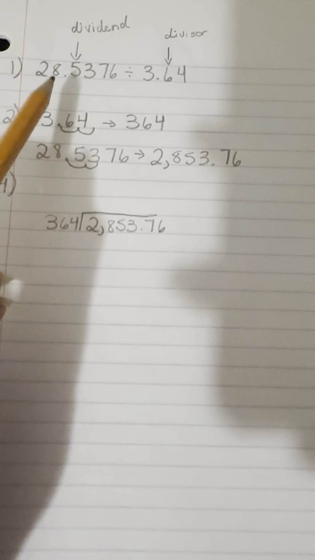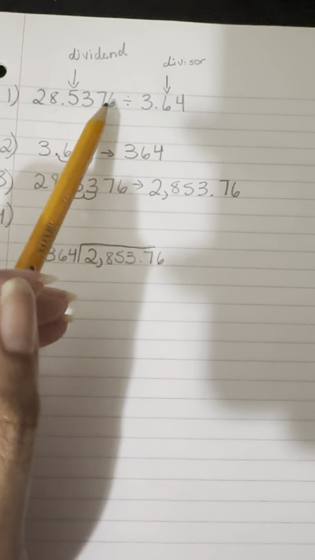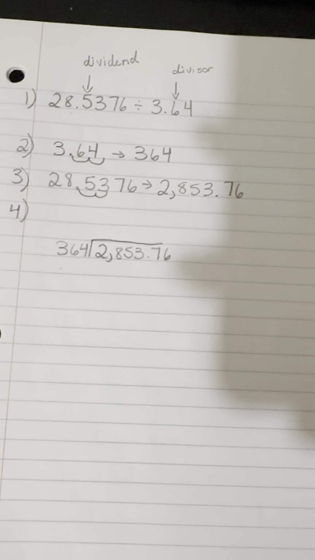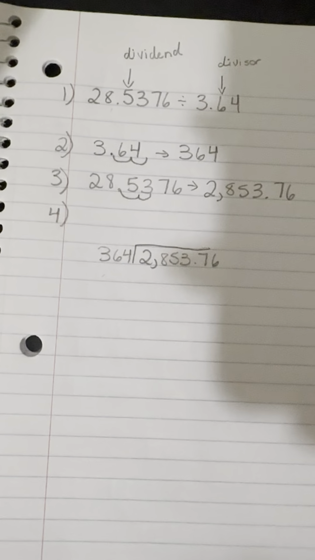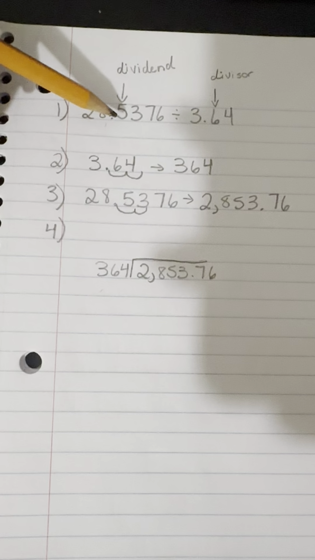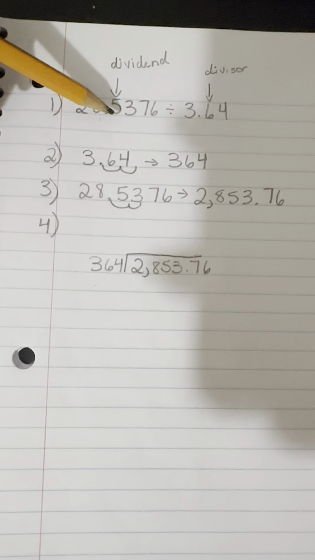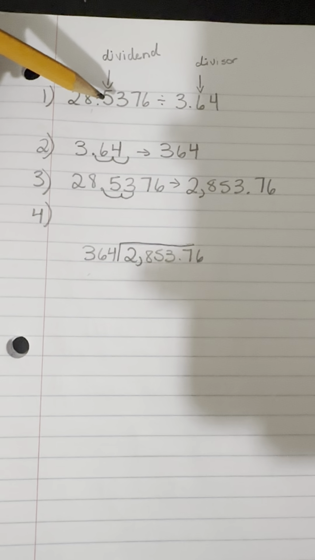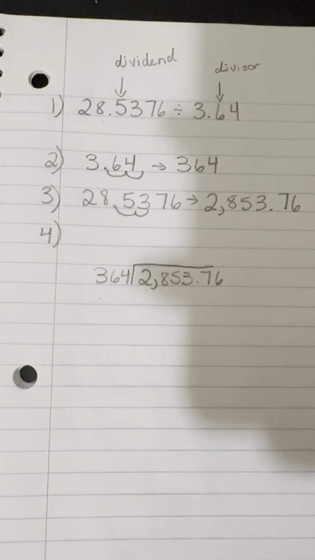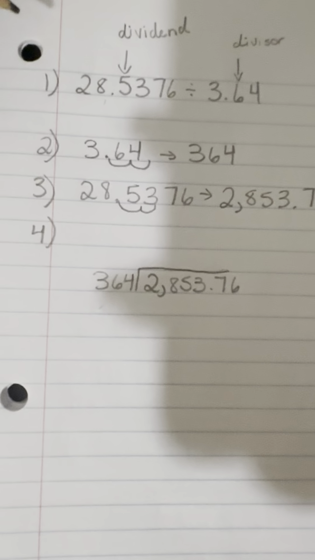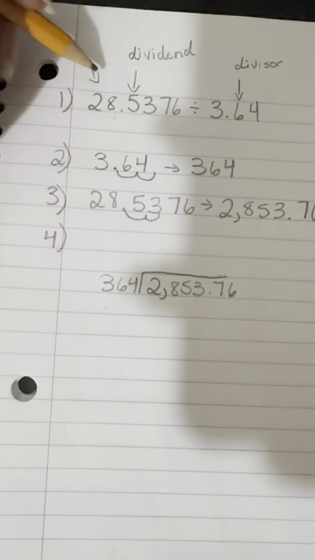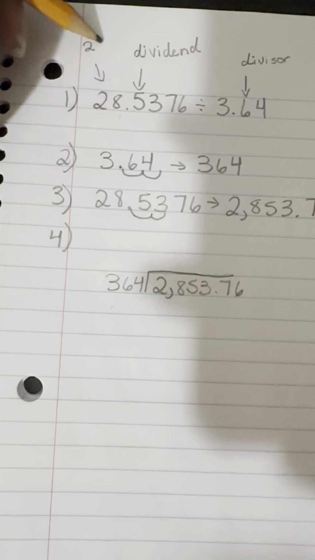So let's go back to our original numbers. Now, what we want to do is just round it up to the next whole number. So 28.5376. Now the number behind the decimal is 5. And remember, anytime the number behind the decimal is 5 or more, we're going to round it to the next highest number. So instead of 28.5376, let's round to 29.